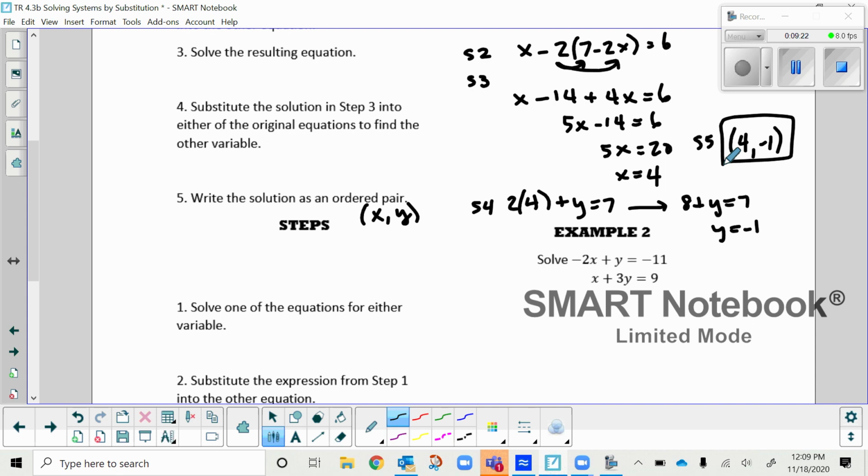And I want everyone to take a moment to do the next example by themselves. And then we'll come back and talk about it. And then we'll have time to finish the practice sheet. So everybody work example 2 on their own.